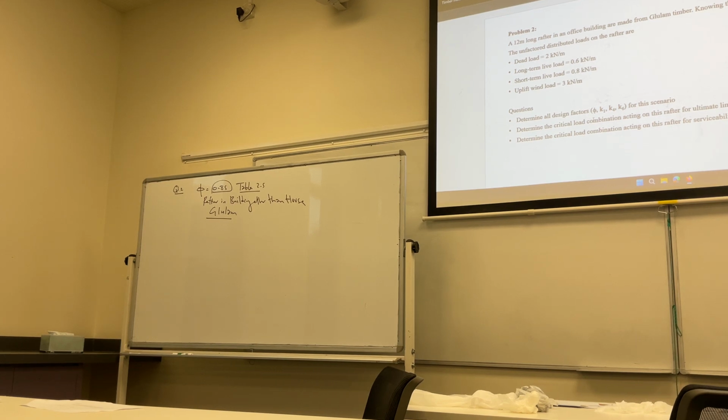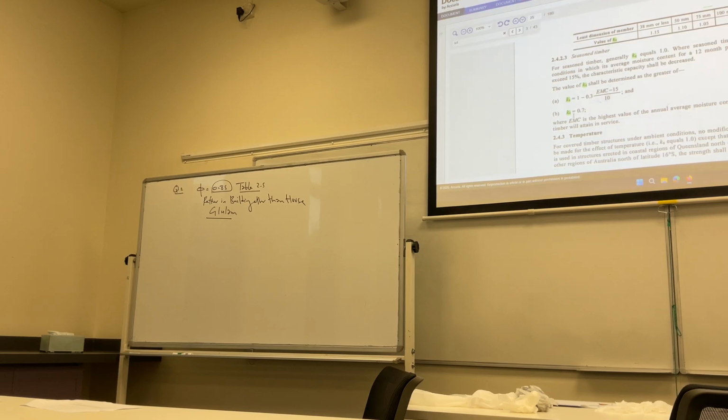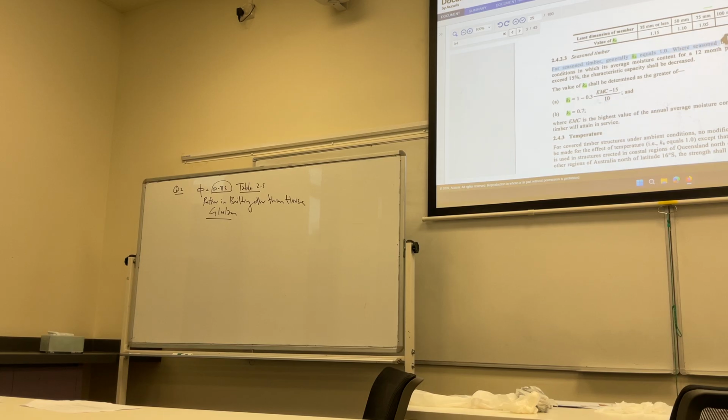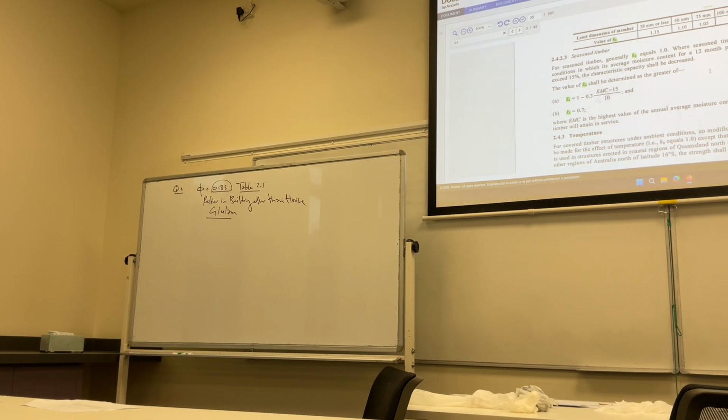When do we take it as one? Yeah, but we can't take it as one because it is not a humid area. So if we look at K1, K4, sorry, for seasoned timber, generally K4 is 1, where the seasoned timber is subject to a condition which is average moisture content for a 12-month period. So we can assume that this one is not in a humid area. Yeah, we can take it as 1.